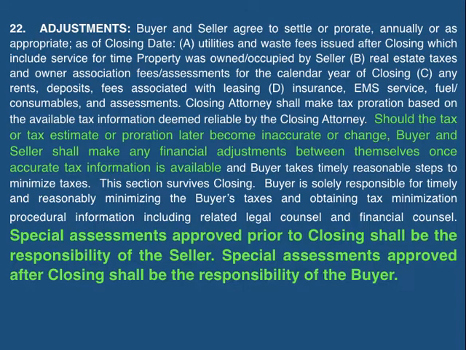So the buyer and seller, according to the contract, were supposed to get together and work it out. I don't know if she contacted the seller or not, but that is what the contract's telling them to do. Going back to the paragraph here, buyer is solely responsible for timely and reasonably minimizing the buyer's taxes and obtaining tax minimization procedural information, including related legal counsel and financial counsel. Saying the buyer is totally responsible for making the application for the 4% assessment, that will be discussed.